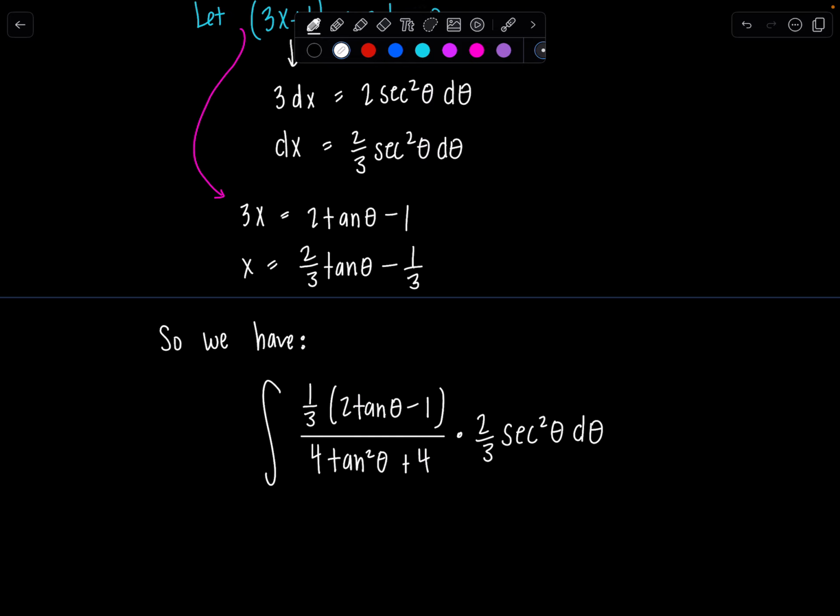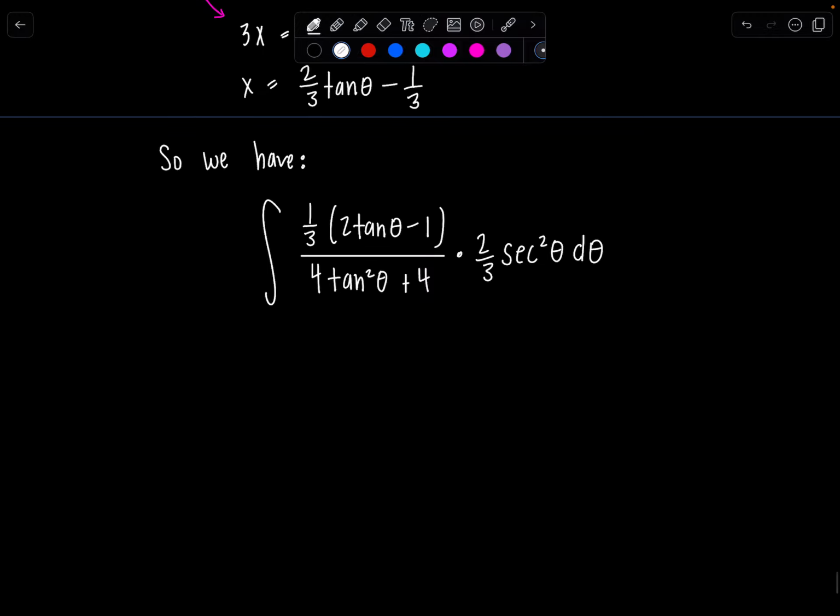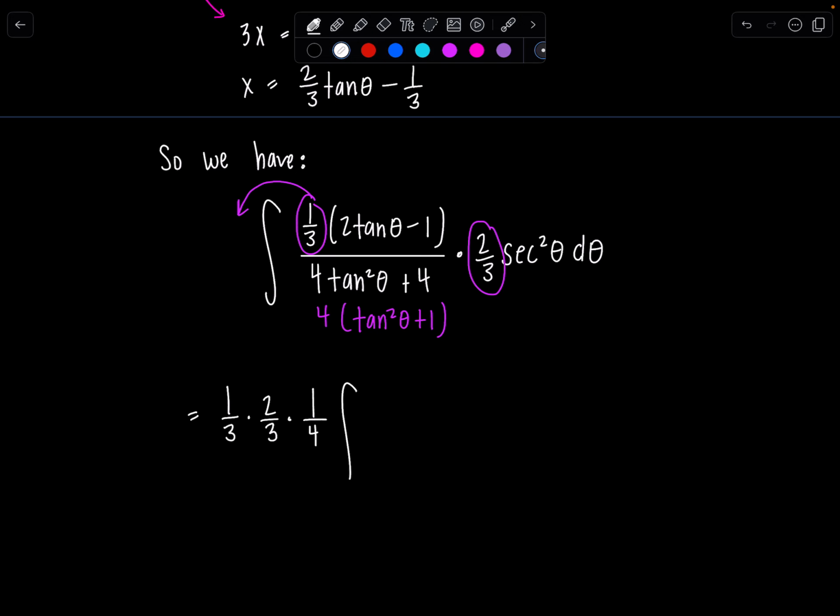All right, let's see if we can clean up a wee bit because this thing looks out of control. Take the 1/3 out. Take the 2/3 out. I can also factor out a 4, and then I have tan squared theta plus 1. So 1/3 comes outside, 2/3 comes outside, 1/4, because that 4 was in the denominator. And then I have 2 tan theta minus 1 secant squared theta d theta over, and remember I took the 4 out, so I just have tan squared theta plus 1.